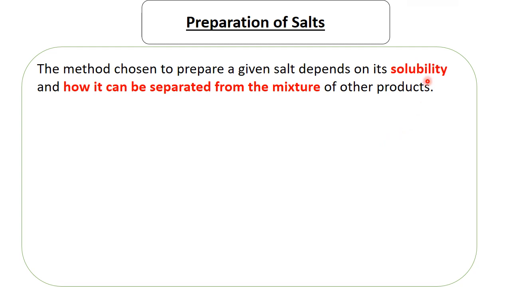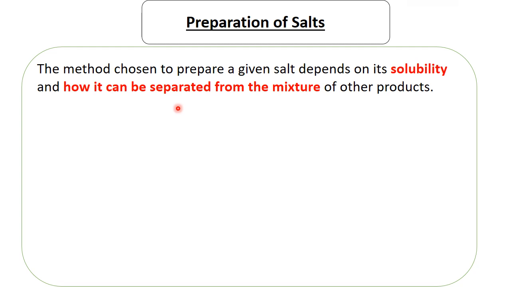Solubility, we talked about solubility of salts. We talked about salts which are soluble and salts which are not soluble. So based on the solubility, you can tell the method that you are going to use to prepare a salt. Also, when that salt is prepared, you have to separate it from whatever mixture it's going to be in. So the solubility and the method of separating from the mixture matters.